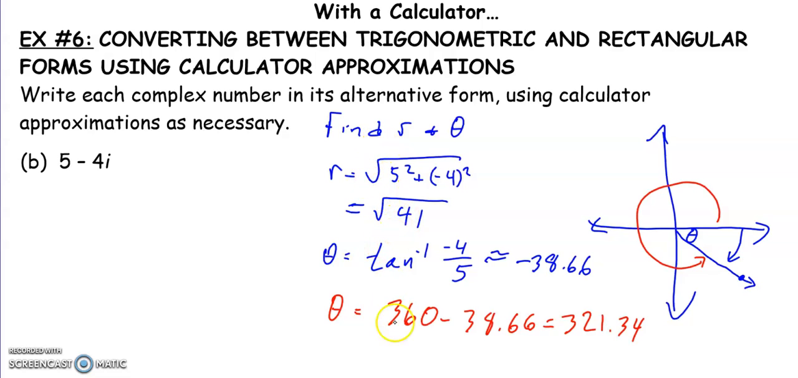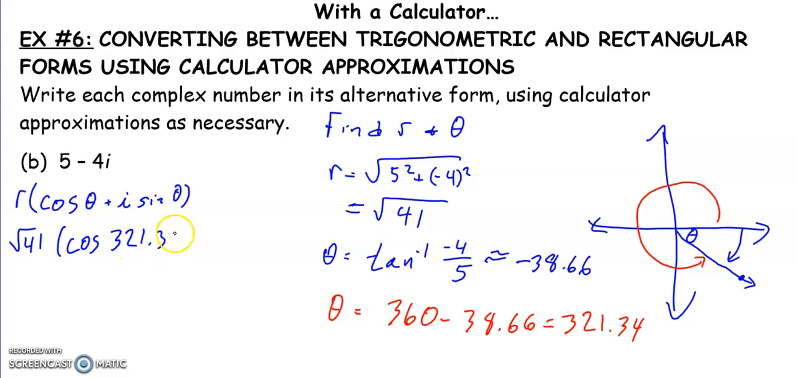All right, so now we've got r. It is the square root of 41. We've got theta. So when we plug that all into our trig form, remember it's going to be r times cosine theta plus i sine theta. So the square root of 41 times the cosine of 321.34 plus i sine 321.34, running out of room.